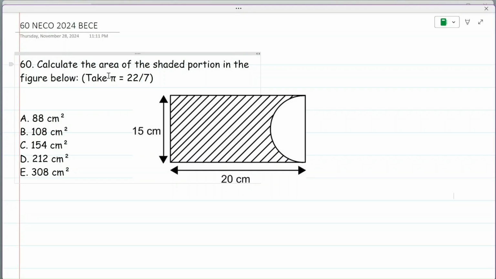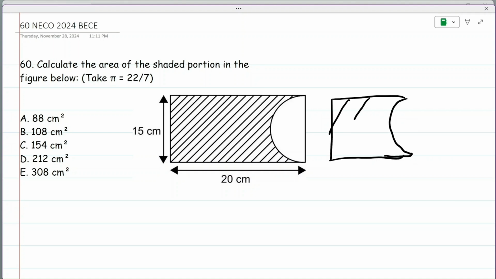Question 60. Calculate the area of the shaded portion in the figure below. Take pi to be 22/7. This is the shape below, and this is the shaded portion. Looking at this, the shaded portion itself is an irregular plane shape. It's something like this. This is the shaded portion. It's not a regular shape where you have a formula that can find the area of the shape.